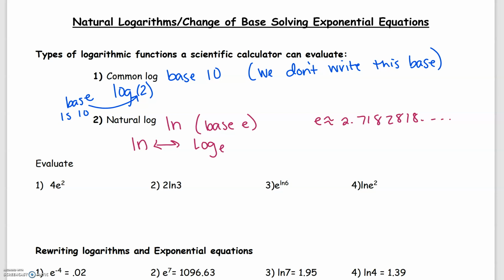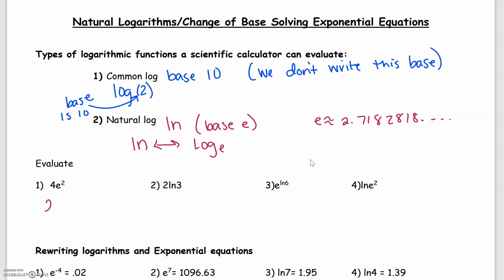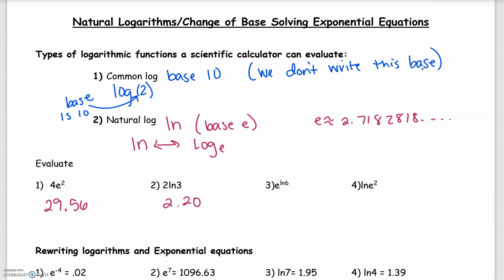And we're going to plug these down here into our calculator and take 4 times e squared. So let me pull up my calculator. I'm going to do a 4, then hit the second button and then the ln button to get e to the power of, then put a 2 and hit enter. So my answer is 29.56 when I round. Now we're going to type in 2, then ln, then 3, and close the parentheses, enter. We'll round to 2.20.